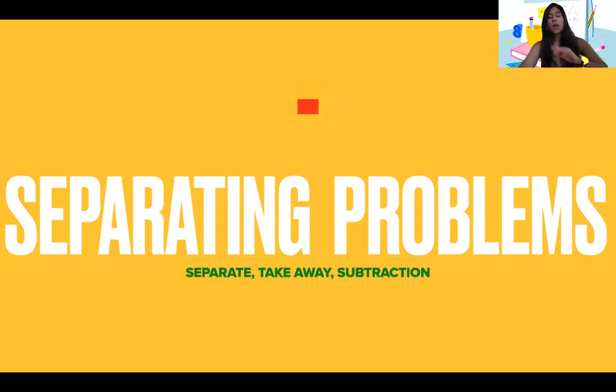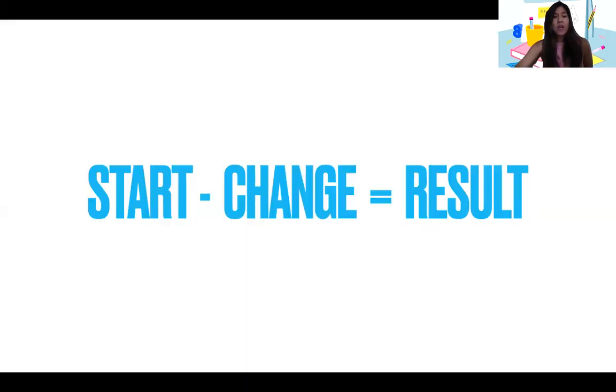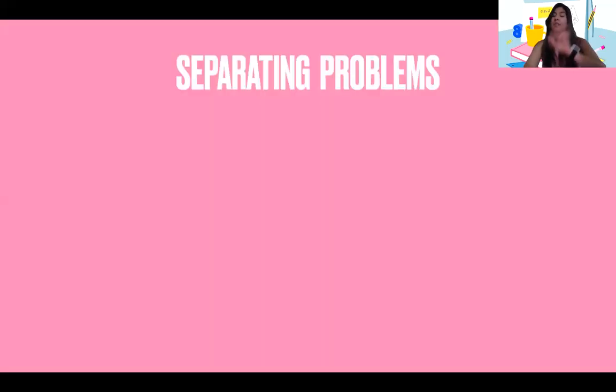All right, now, before we dive into the word problems, I want you to remember this formula. In separating word problems, the word problem, which is basically a math story, tells us an amount that somebody started with, and then that amount changed, and because it changed, we have a new result. So the formula is a start minus a change equals a new result. Remember this formula as we start diving into the separating word problems.